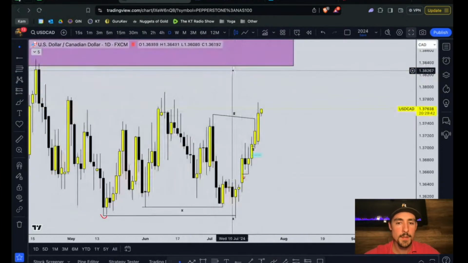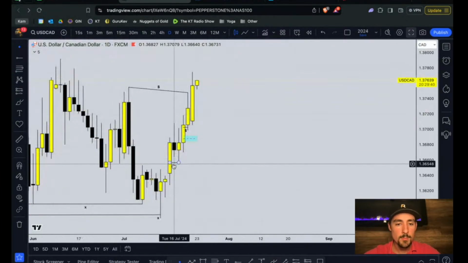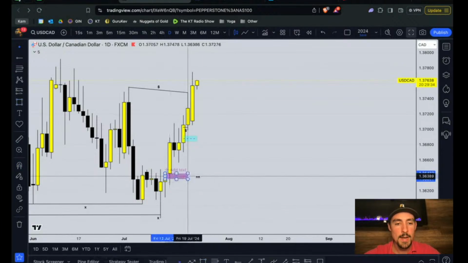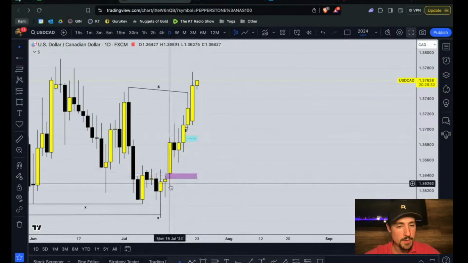Just taking a look at this on the daily, we come into this, which is obviously a visual gap for market open. We end up trading through that.